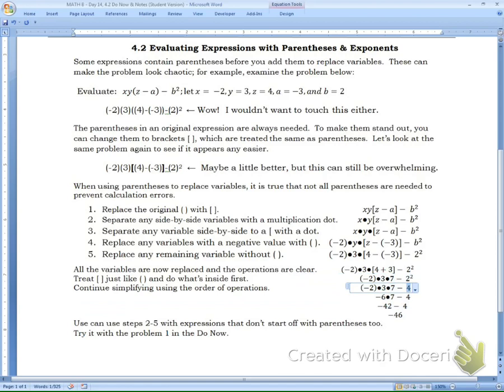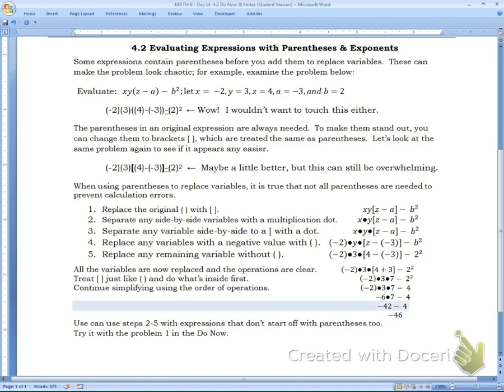Alright, what operation do we do next? If you get stuck and you don't know, then read it out loud. Negative 2 times 3 times 7 minus 4. Order of operations says we always do multiplication before we do any subtraction. So we have 2 multiplication symbols. Which one do we do first? Well, if you have many, then you always work from left to right. So negative 2 times 3 is negative 6. And then negative 6 times 7 is negative 42. We keep on just bringing down the 4.